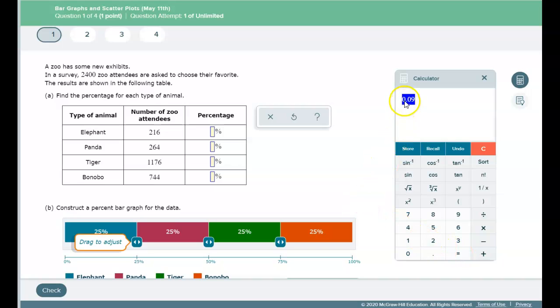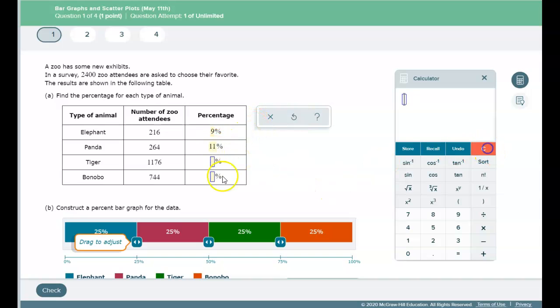0.09. Remember when you do a percentage that you're always moving your decimal 2 spots to the right. So it'd be like 1, 2. So it would be 9% for the elephant. Then we'll do that again for the panda. So we'll go 264 divided by the 2,400, and that equals 0.11. So if I move my decimal over 2 spots to the right, it's 11%.